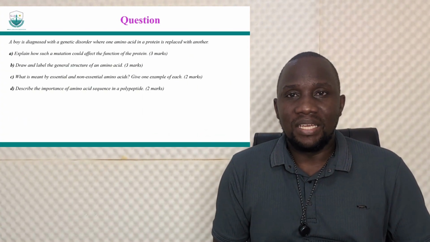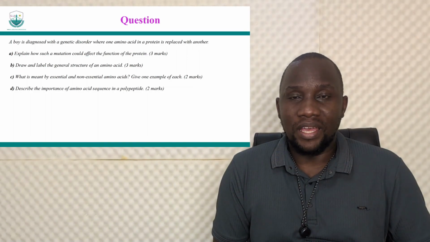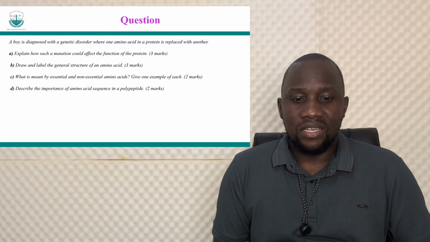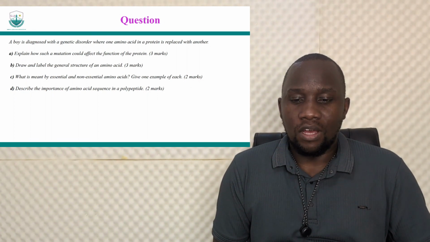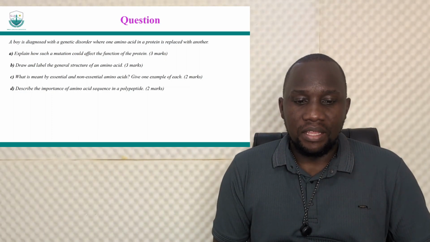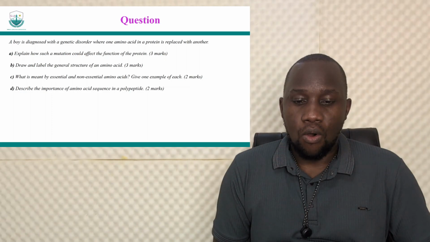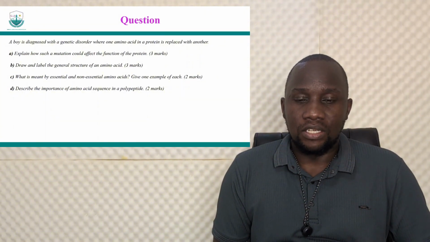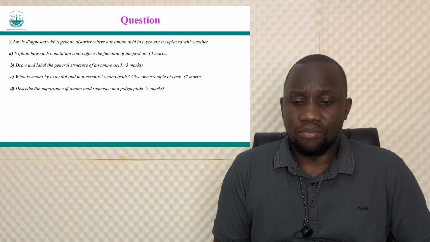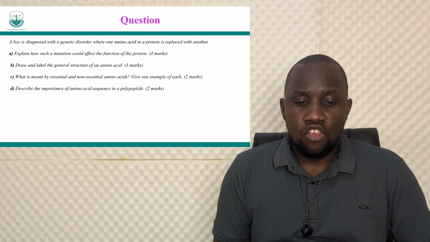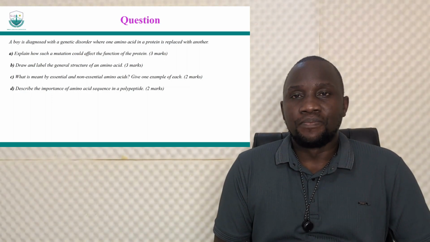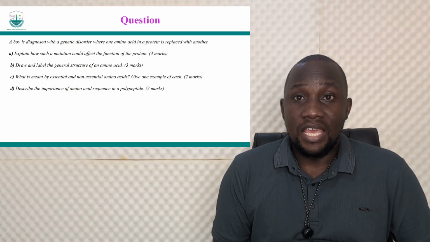So we have a boy who has been diagnosed with a genetic disorder where one amino acid in a protein is replaced with another. Can you explain how such a mutation could affect the function of the protein? And then can you draw and label the general structure of an amino acid? And can you differentiate between non-essential and essential amino acids? Can you give an example in each? And then can you describe the importance of amino acid sequence in a polypeptide? Now, we can answer some of these questions here right away.